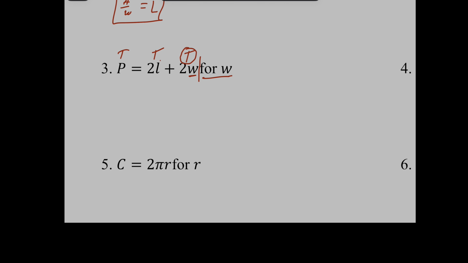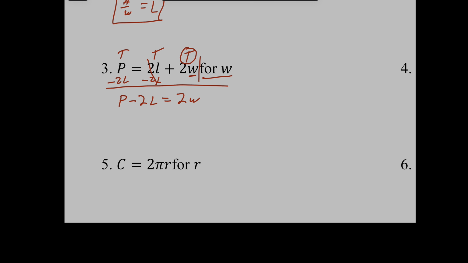So I want to move the 2L. Well, the 2L is being added, so what I'm going to do is subtract it. I'm going to write a capital L just because it looks like a 1 if I don't. Then if I do this, minus 2L, how would that look when I write that? Well, they're going to go away, and I'm going to be left with P minus 2L equals, and they're gone now, so it's 2W.